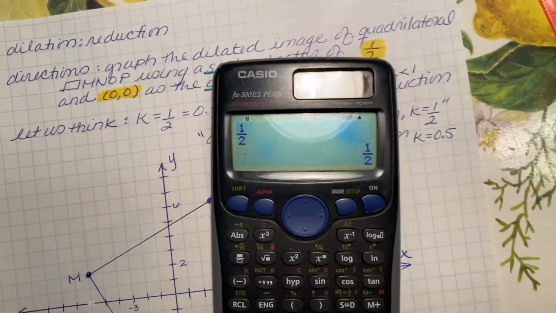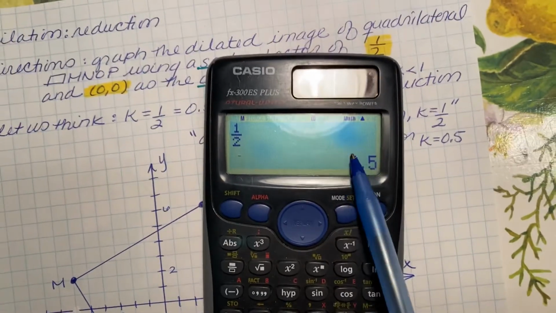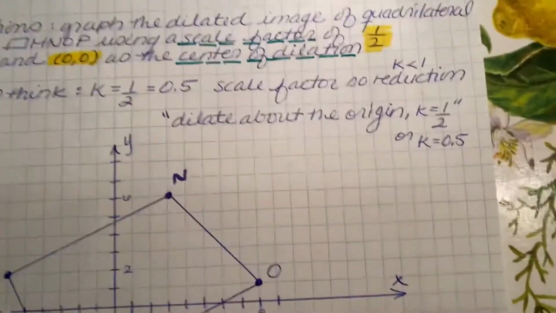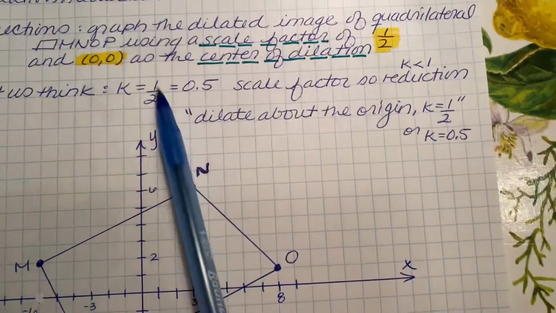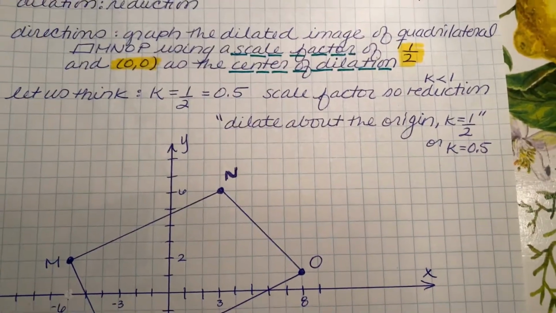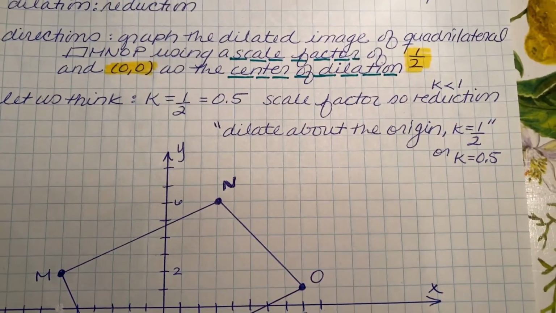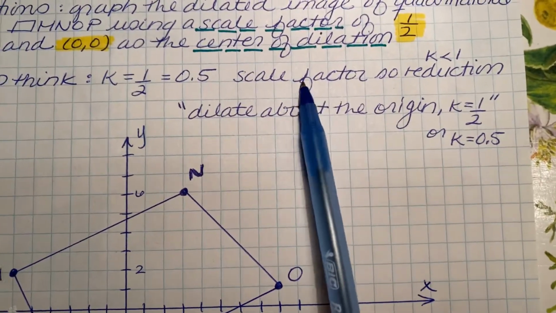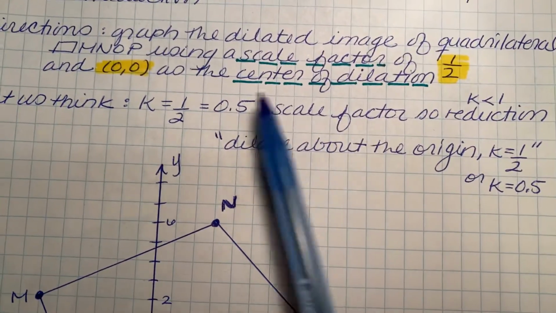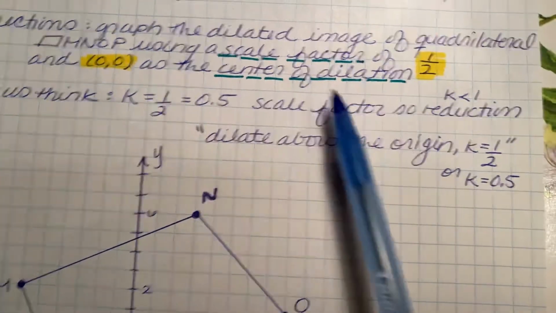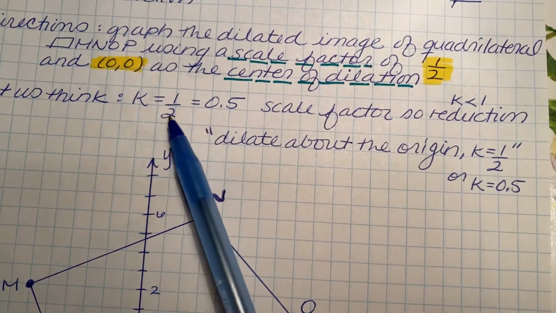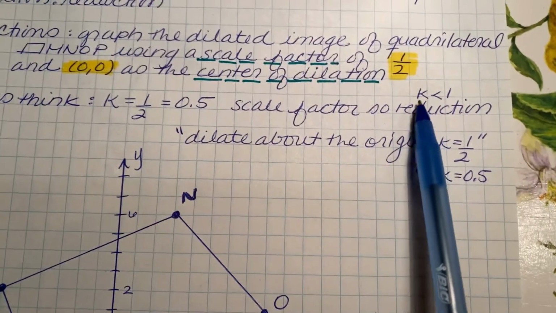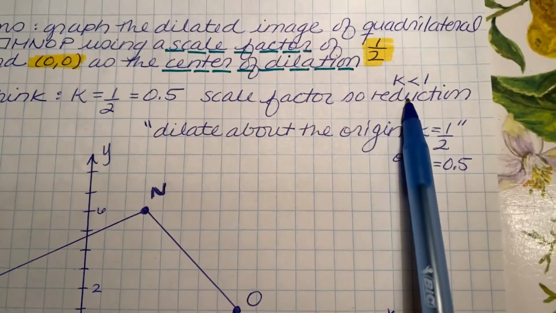Because if I hit SD, 0.5. So this is up to you. If you want to multiply by 1/2 or 0.5 with your calculator, it is up to you. Okay, and on this one, I'll use the calculator just in case. I know we didn't do it on the other one because it was 2. Okay, your scale factor is a fraction. It is 1/2. It's a fraction less than 1. So K is less than 1, so it's a reduction.